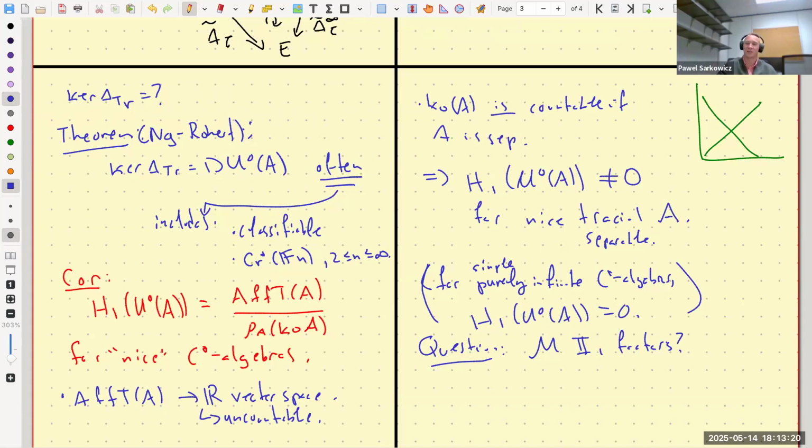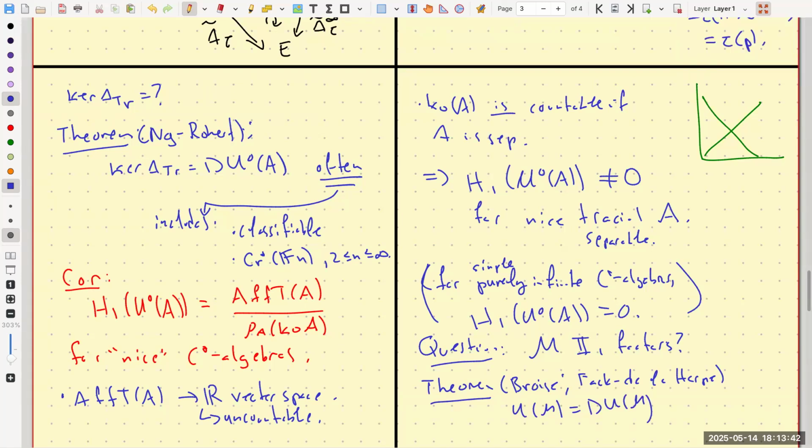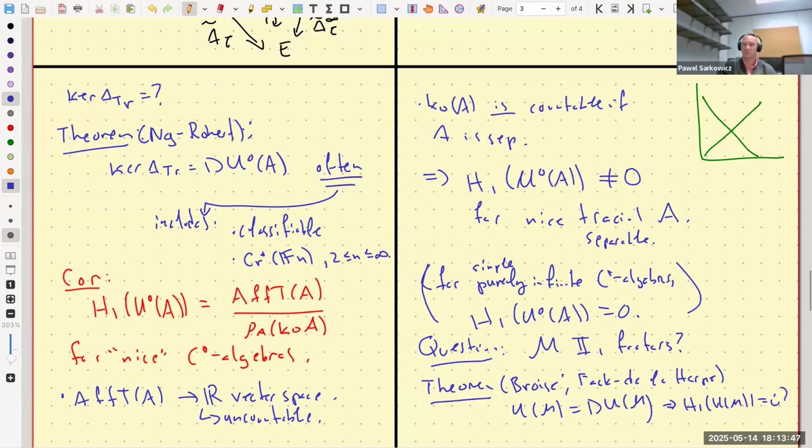And actually it is true that the commutator subgroup is everything. So by Breuer, Fack, de la Harpe, U of M is actually equal to DU of M. And again, these are von Neumann algebras, so I'm not putting the connected component. So this implies H1 of U of M equals 0. I don't know why I'm putting a question mark. Okay, so far so good.